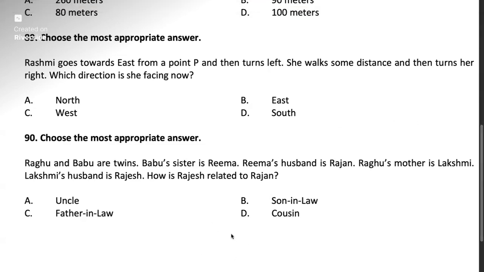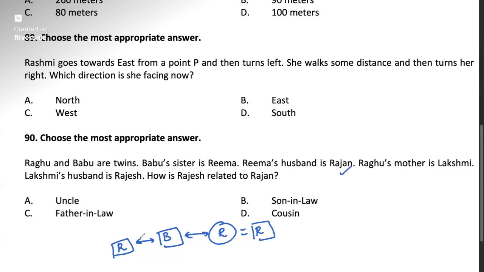Okay, fair enough. So we'll do the same old thing, creating the graph. Raghu is a male because it sounds like a male name, even though it's not given. Raghu and Babu are twins, which means they are brothers. This is how we denote brother. Babu's sister is Reema. Reema is a girl, so she is inside the circle. Reema's husband is Rajan. Up till this we are done.